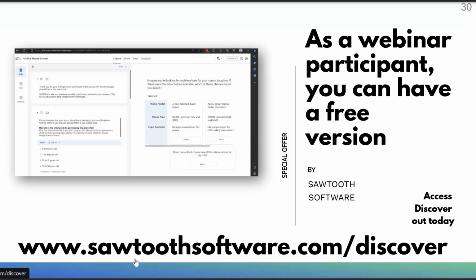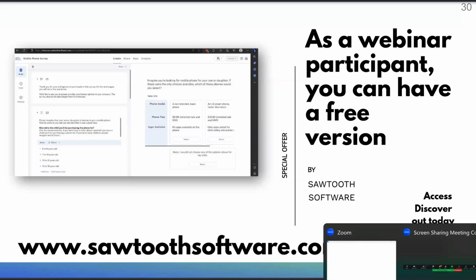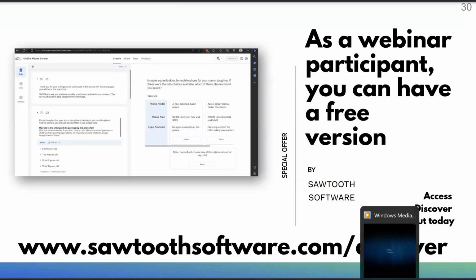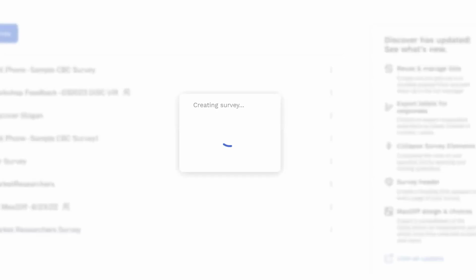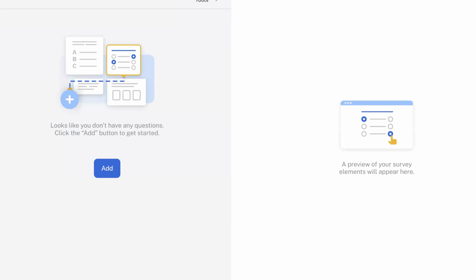And I'm going to pull up Discover right now, and let's just do this project here to show you the quick minutes that it will take to create something like that. So I'm pulling up Discover here. This is Discover. I've already logged in. I'm going to create a new survey, and that's going to include conjoint analysis. And I'm going to copy my questions in there just to move a little bit faster.